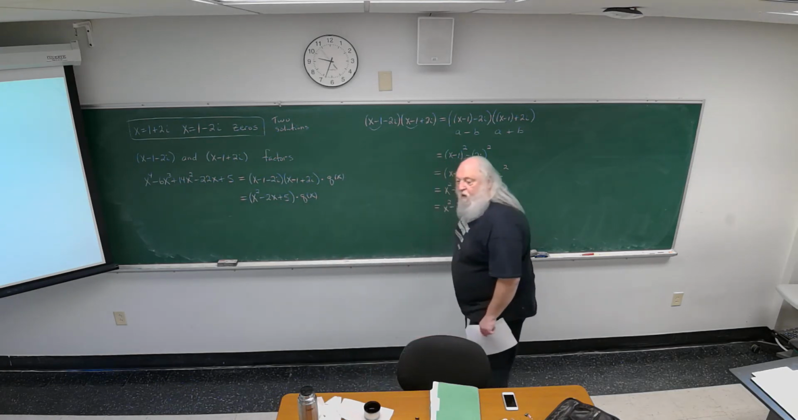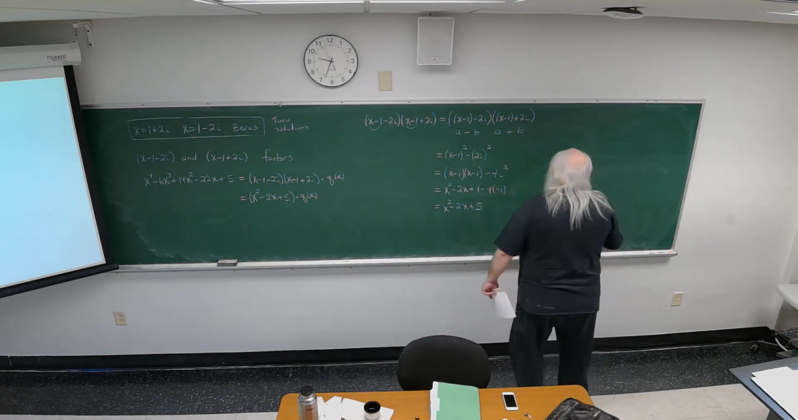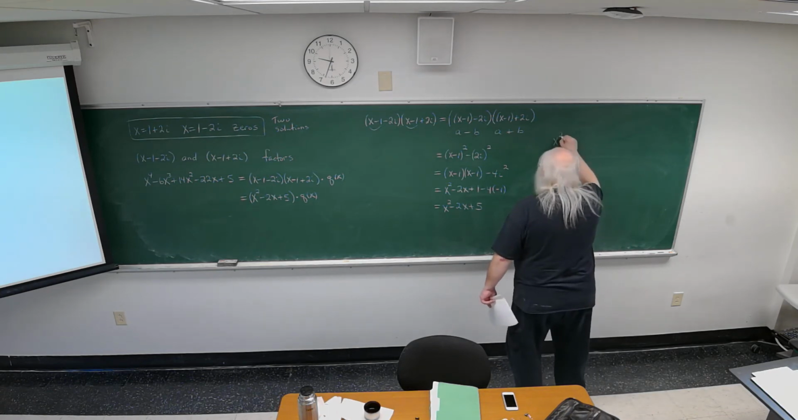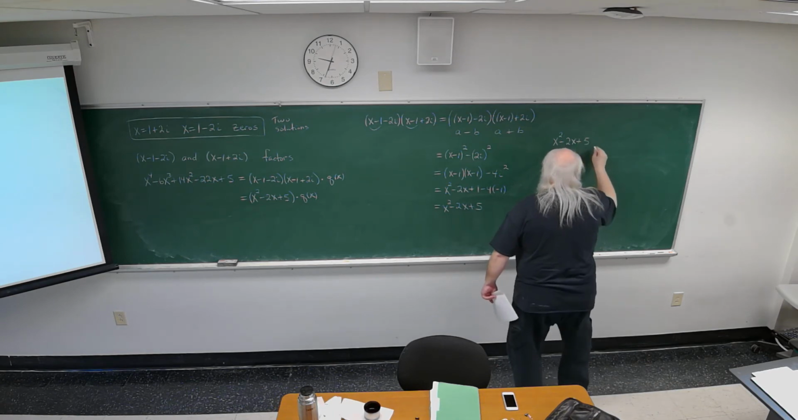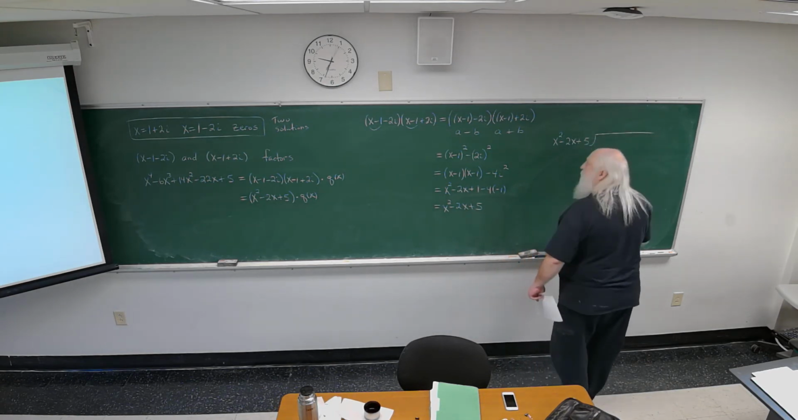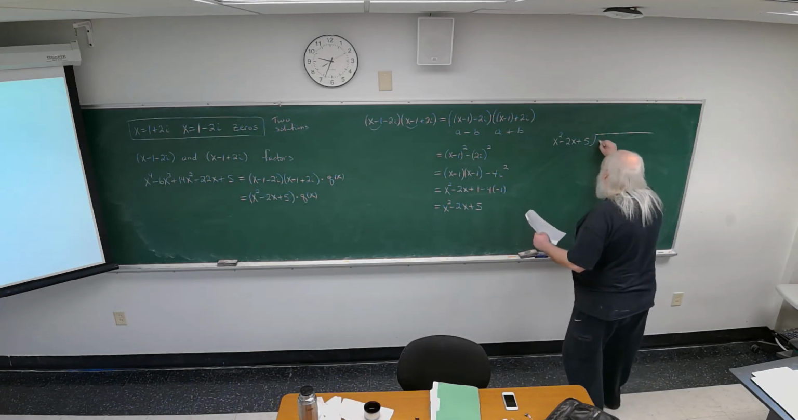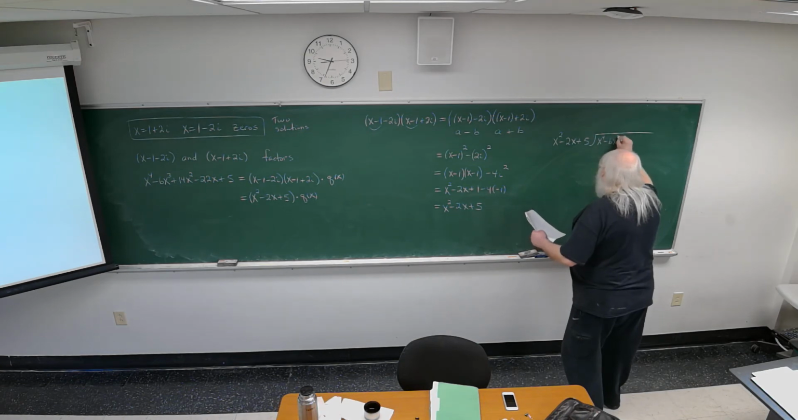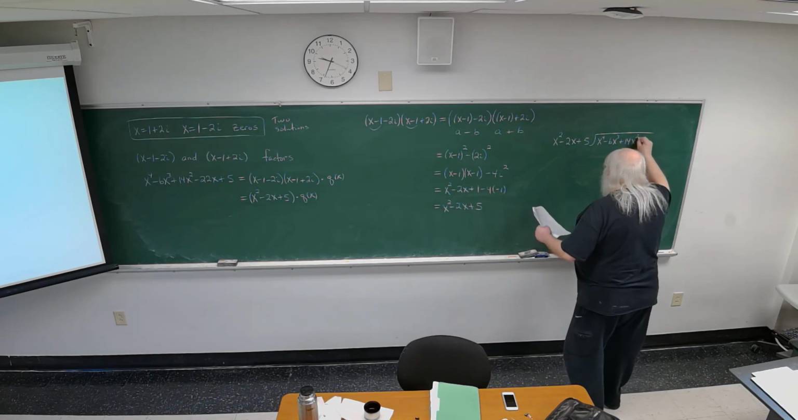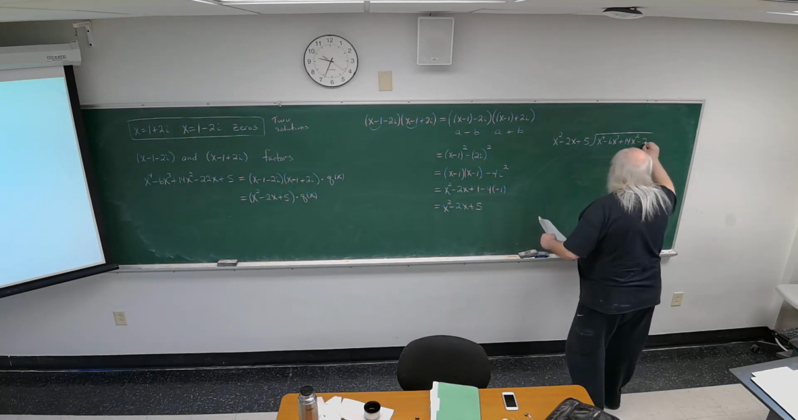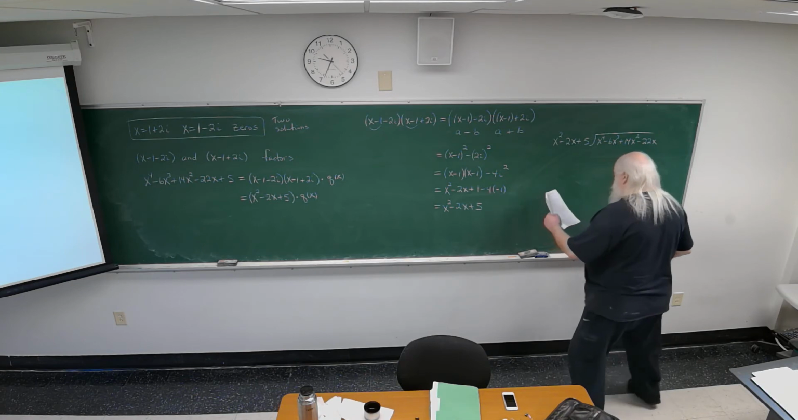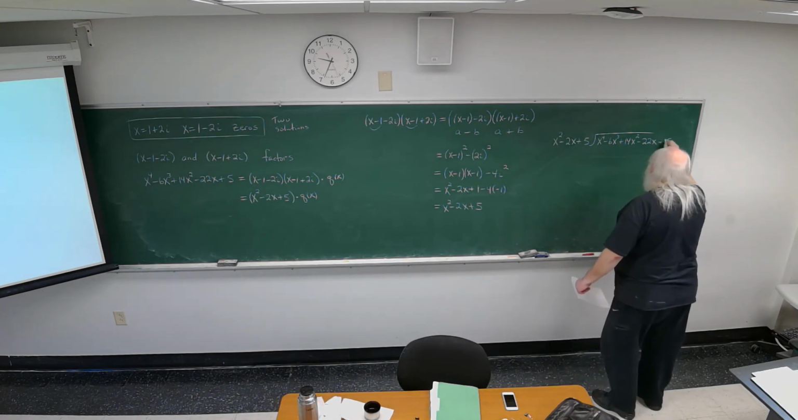And to do that, you got to do long division. So we have x squared minus 2x plus 5. Again, this could be an exam question tomorrow, right? Doing this long division. It goes into x to the 4th minus 6x cubed plus 14x squared minus 22x plus 5.